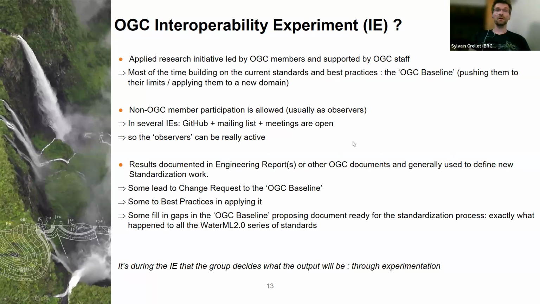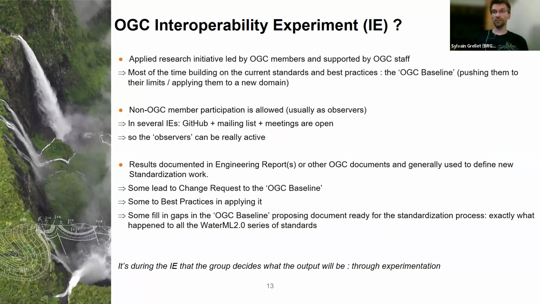With regard to participation, non-OGC members are allowed, usually as observers. Most of the IEs, I say IE for now, just to say interoperability experiments, it's more compact. Most of the IEs I've been involved in are using an open GitHub, mailing list, open meetings, and open Google Docs for minutes. So yeah, you are an observer, but in a way you can be really proactive if you want to get involved. The output of an interoperability experiment, an IE, is to be an engineering report, but the content of it is up to the group that does the work.